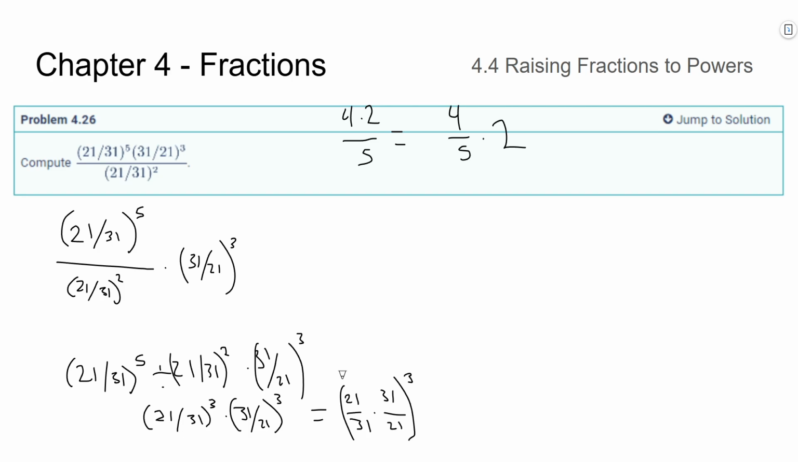Another thing to recognize is that the reciprocal of 21 over 31 is 31 over 21. These are reciprocals, which means you multiply them together and the product is going to be 1. So either way, you're going to get 1 cubed, which is just going to be 1.